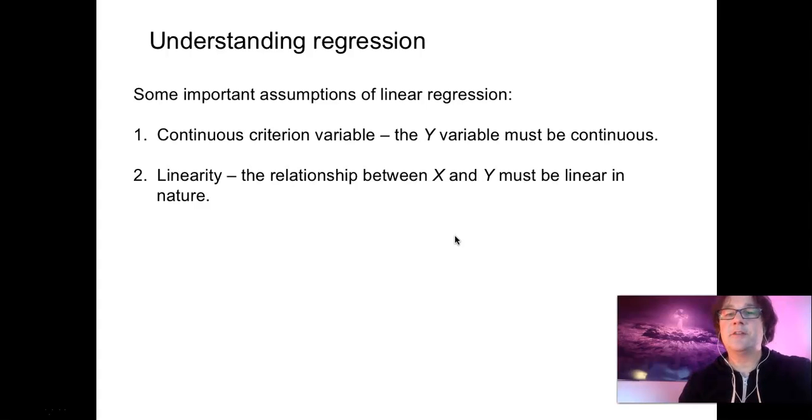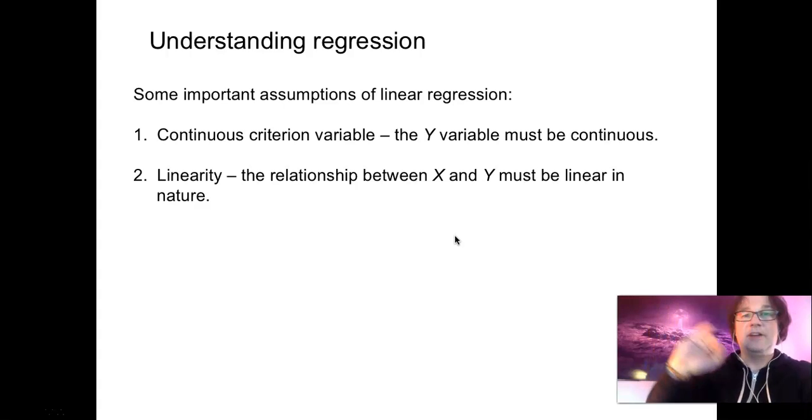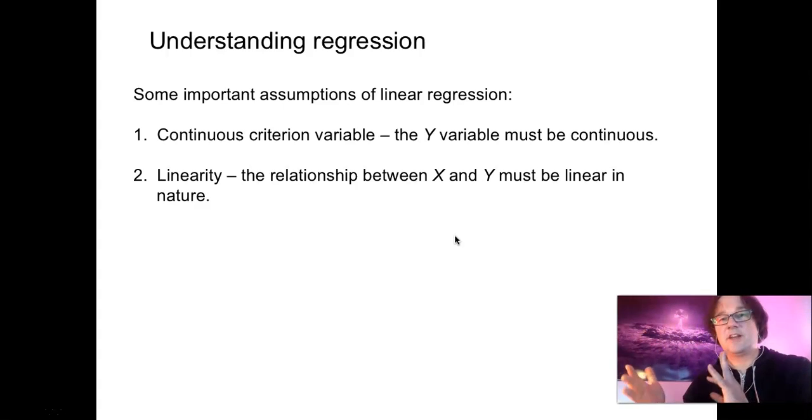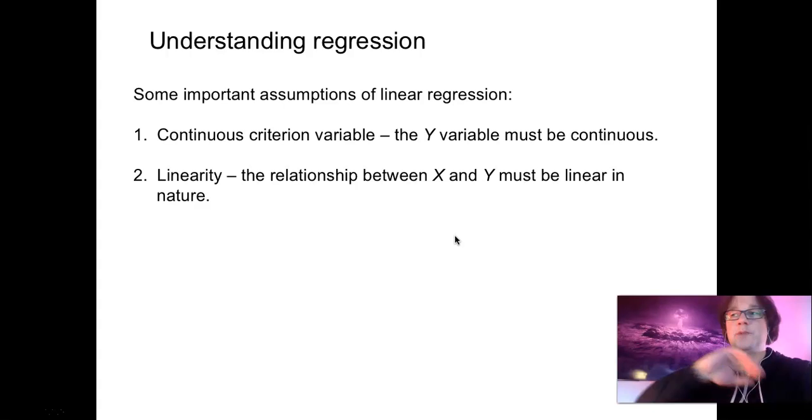It must be continuous. Another assumption with regression, which you can kind of see in the name when we talk about linear regression, is linearity, meaning that the relationship between X and Y is linear in nature. So it doesn't start taking on a different shape once we reach a point, right? It doesn't turn into a quadratic or a cubic type of relationship. It's a linear, straight relationship all the way through.